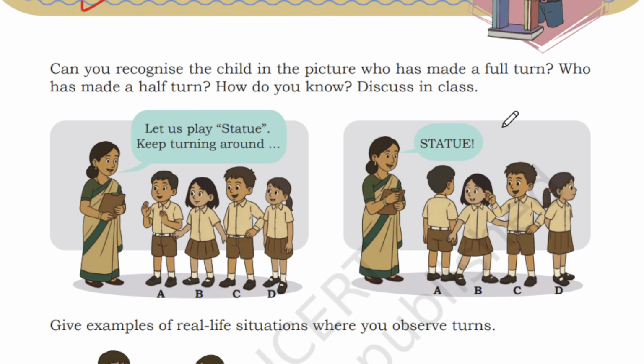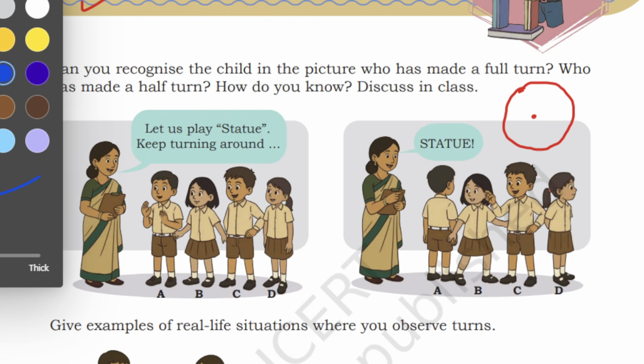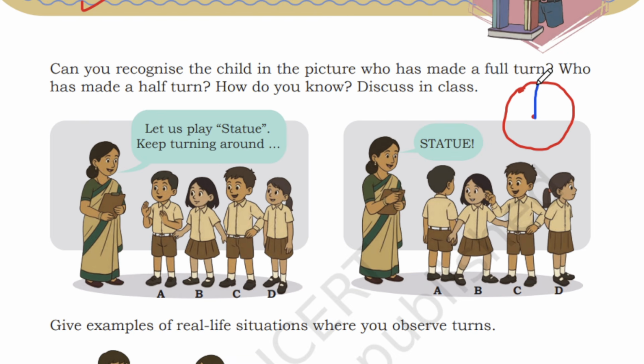For example, we have a circle here. I'm standing and I'm going to start a turn. When I turn here, this has become the quarter turn. When I reach here, this place is the half turn. And when I come here, this is 3/4 turn. And when I reach here, it is 4/4. That is the full turn.